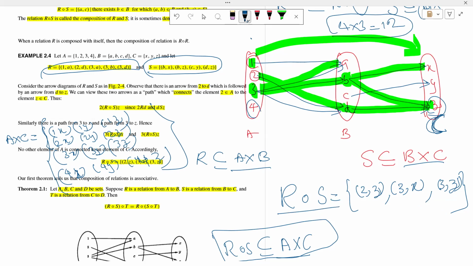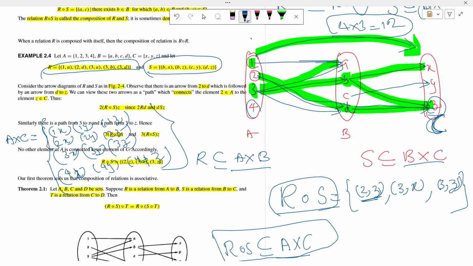The easiest way, you can draw the diagram, then you can check whether there is any possibility I can move from A to C. It means, are there any arrow marks? Through the arrow marks only I can move, right? So if I take 1 here, from 1 I can move to A, but from A I can't move to other places, right? So there is no ordered pair from 1. If I take 2 here, from 2 I can move to D, from D to Z. So 2 and Z is one ordered pair in the composition relation R of S.